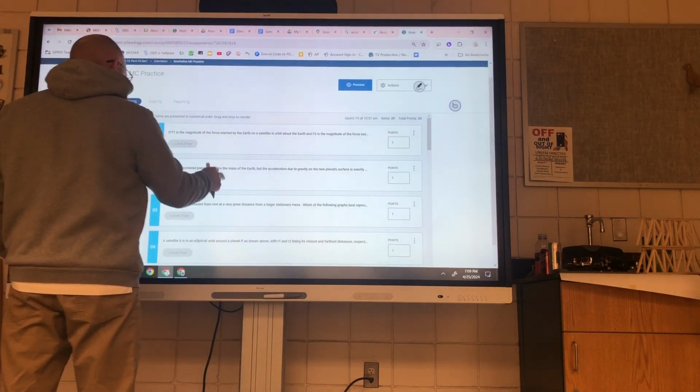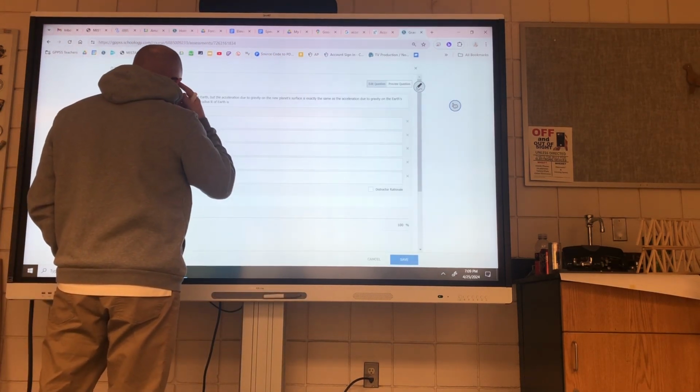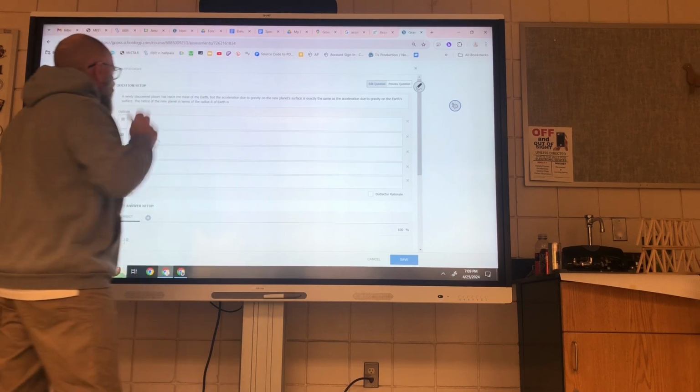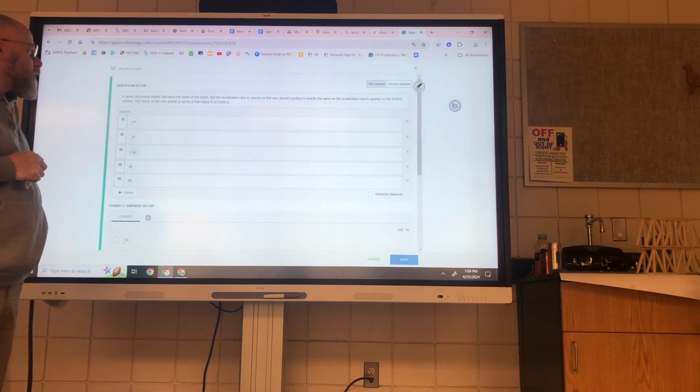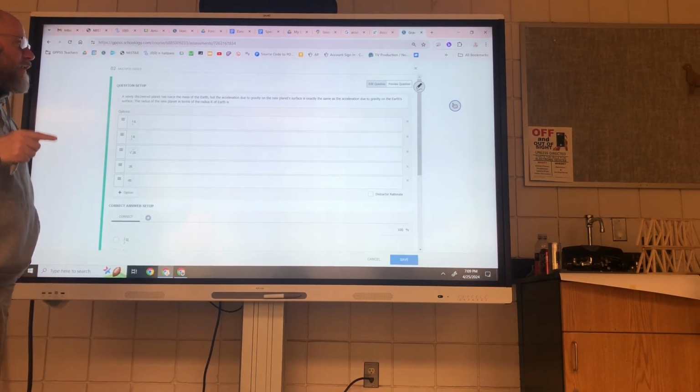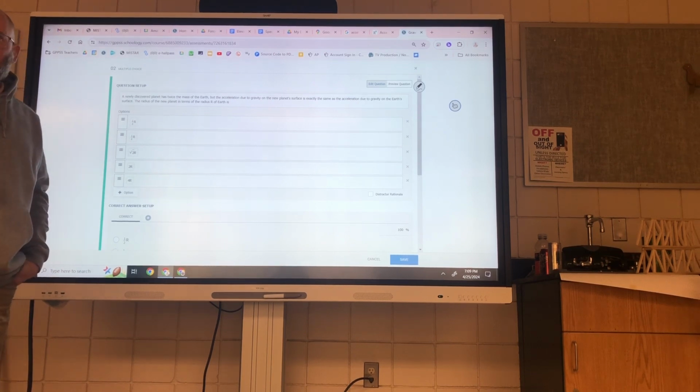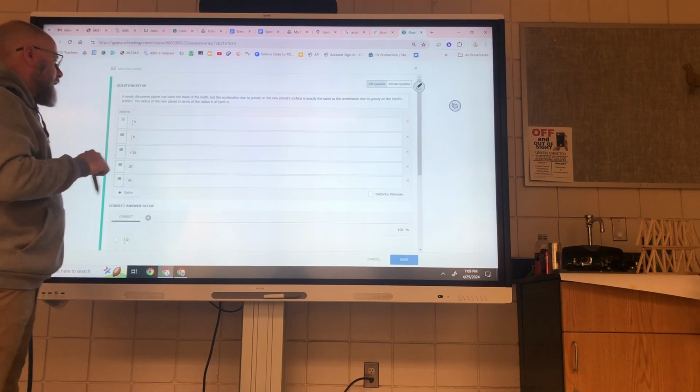Oof. A newly discovered planet has twice the mass of the Earth, but the acceleration due to gravity on the new planet's surface is exactly the same. Oh my gosh. All right, so here's one of the things that we know.